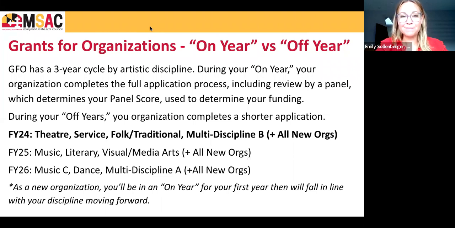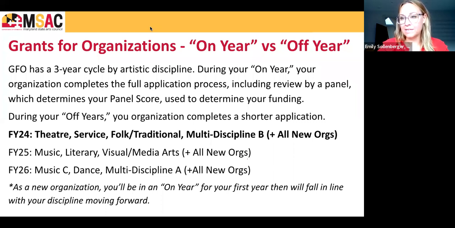But generally, you've heard us use the words on year and off year a couple of times here. Once you're in and accepted to the Grants for Organization program, we have what we call a 3-year cycle that is by artistic discipline. So during your on year, your organization will complete a full application. It's a little bit longer. You'll go through a full panel process, which determines a panel score, which has helped to determine your funding. So that happens every 3 years.